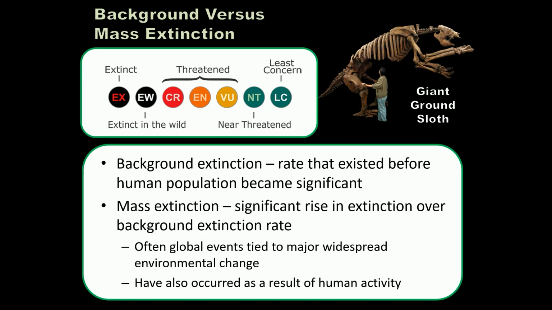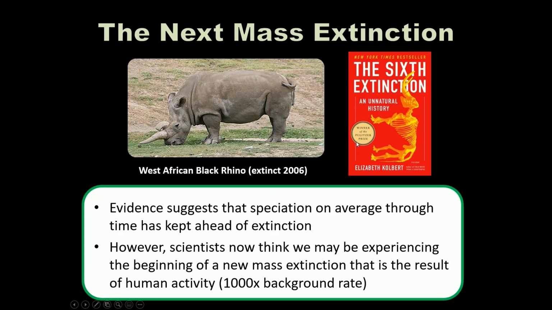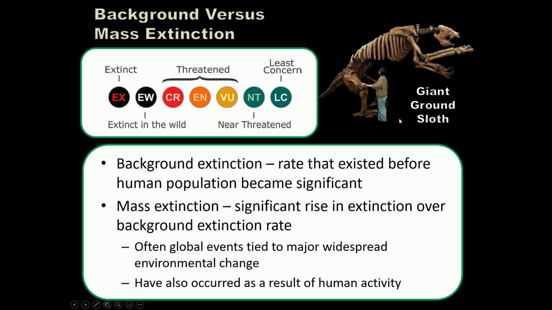Dandelions are a species of least concern. They're not going anywhere. So that is the scale. Here is another example of an extinct species, a giant ground sloth. These are part of the reason why we have avocados.